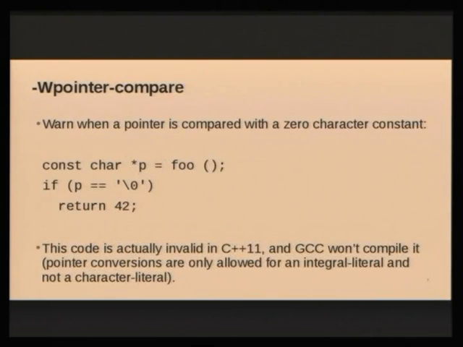Well, -Wpointer-compare is another baby of mine, which I don't really like the name of, but it's too late to change the name. It's pretty simple, it just warns if you compare a pointer with a zero character constant, or zero character literal in C++ if you want. It basically means that it's likely that you forgot to dereference P here. Or typically P is an array and you forget to use square brackets and the element number.